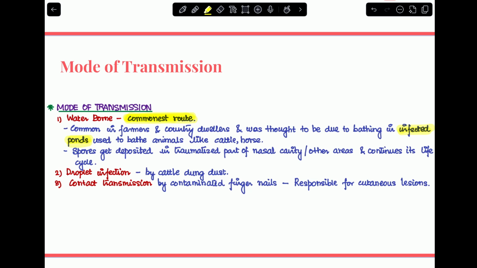Because in infected pond water where they bathe animals like cattle and horse, that's how you may end up getting rhinosporidiosis. These spores get deposited in any traumatized part of the nasal cavity or any other areas, and then it continues its life cycle over there. Other than waterborne, there are two other modes as well. One is droplet infection by cattle dung dust, and third is contact transmission by contaminated fingernails. This can be responsible for cutaneous lesions of the disease.